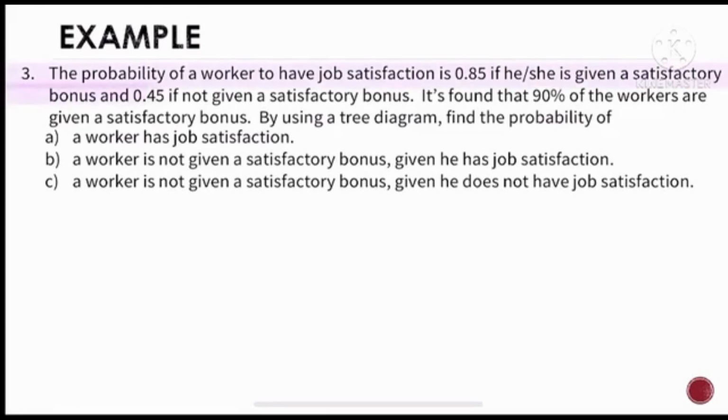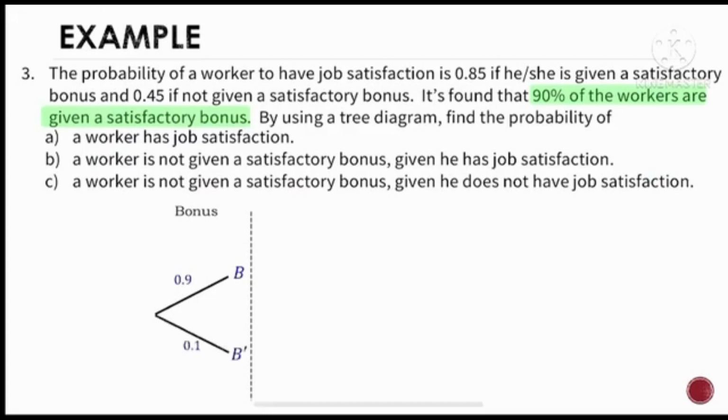From the sentence, the probability of a worker to have job satisfaction is 0.85 if he or she is given a satisfactory bonus, which means that the satisfaction of the workers depends on whether they are given a bonus or not. So first we show the probability of the workers given bonus and not given bonus. It is given that 90% of the workers are given a satisfactory bonus. So the probability the workers are not given a bonus is 0.1, because together the probability is 1.